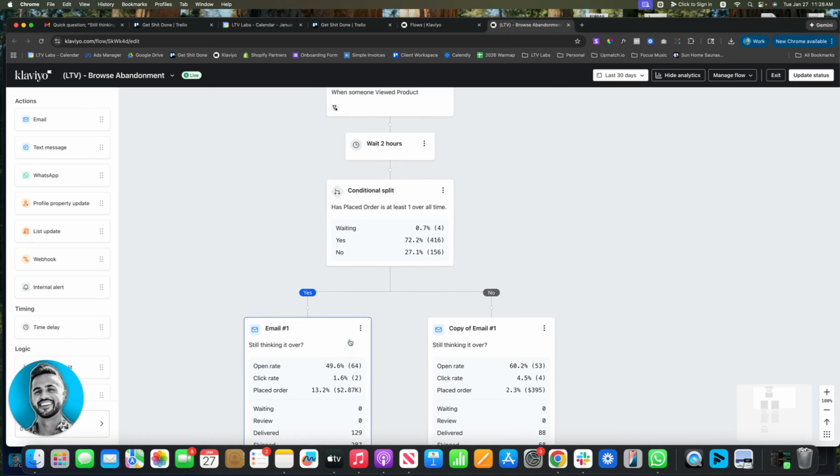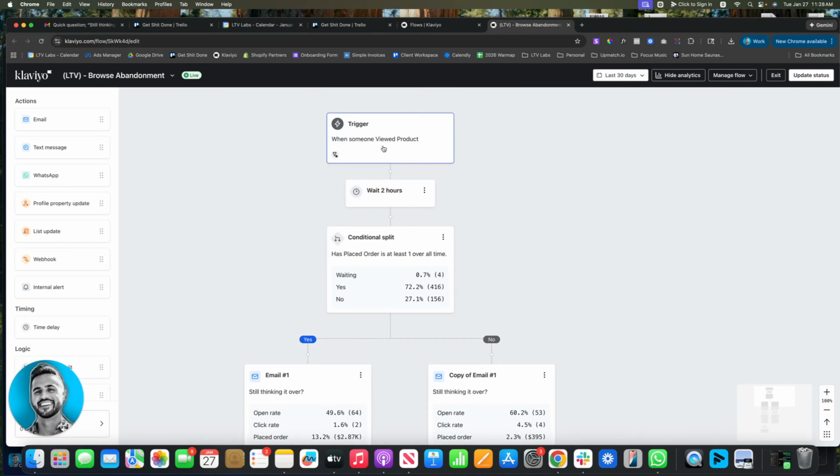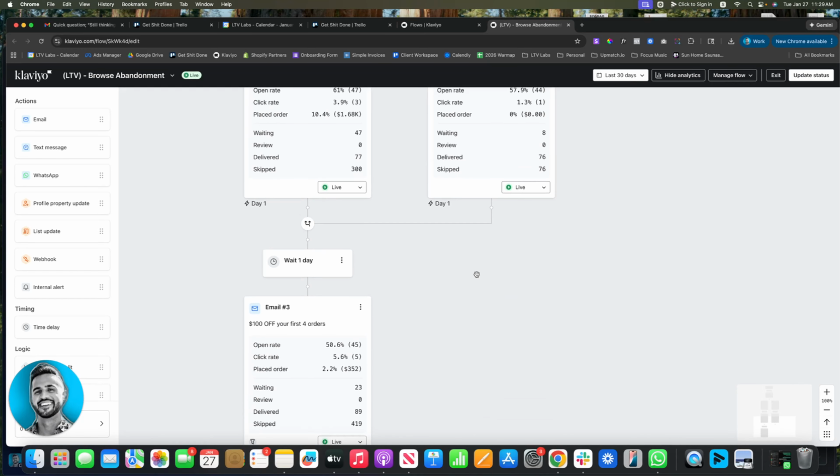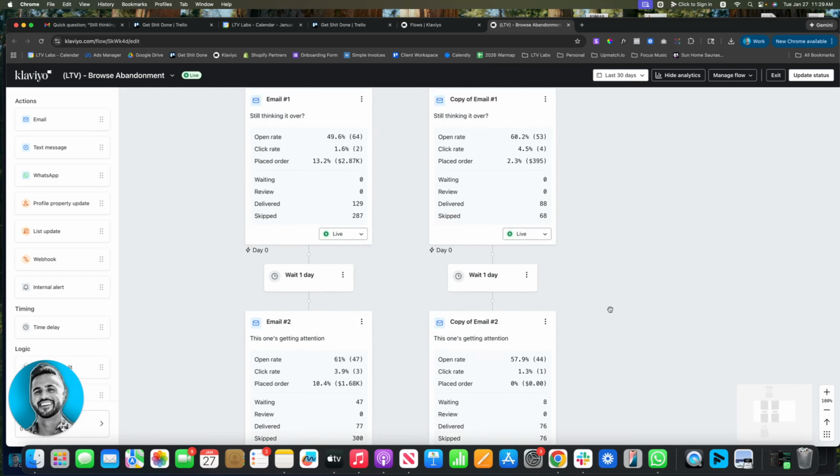So again, just to recap, this flow is getting triggered for anyone that has viewed a product, regardless of whether they've placed an order or not. The only difference is that if they view a product today and place an order within the first 2 hours, or at any point within this flow, they're going to be taken out. So to answer the original question, yes, you should absolutely send browse abandonment even to past customers.